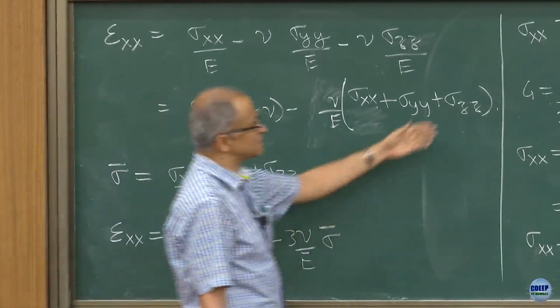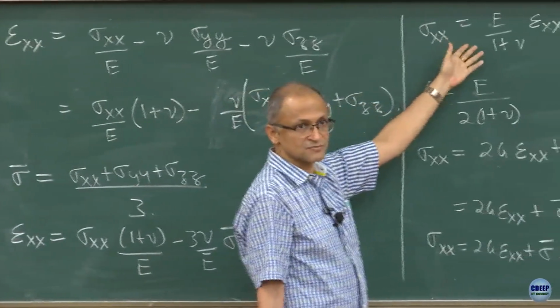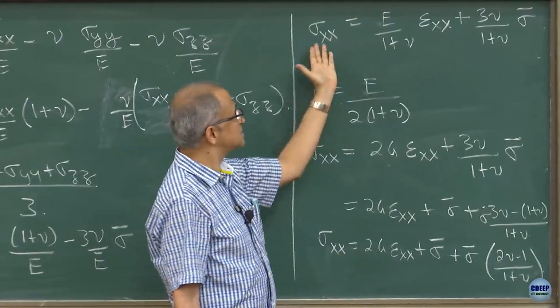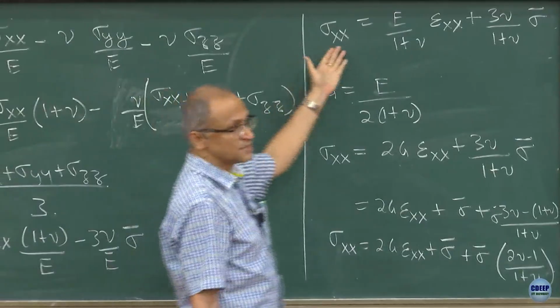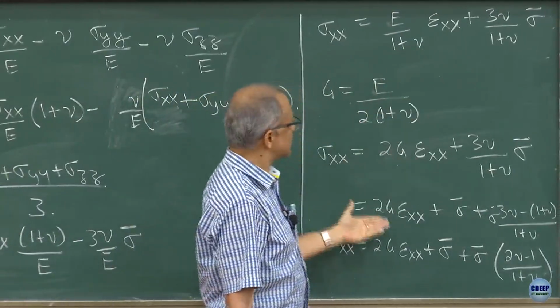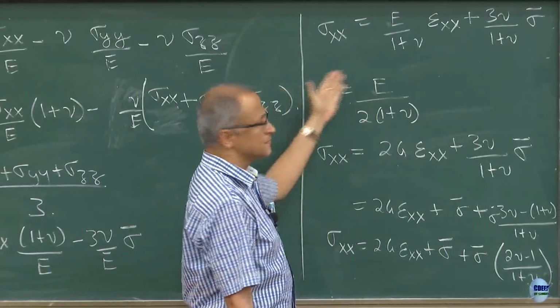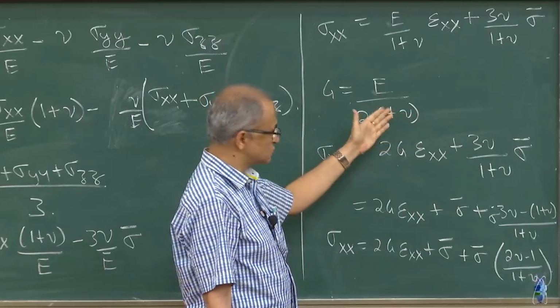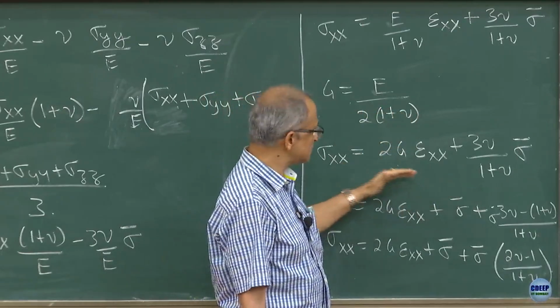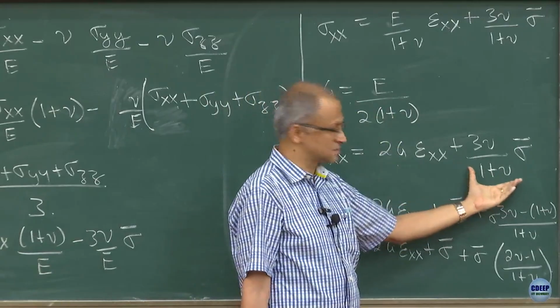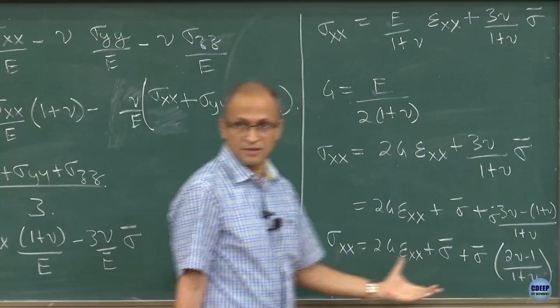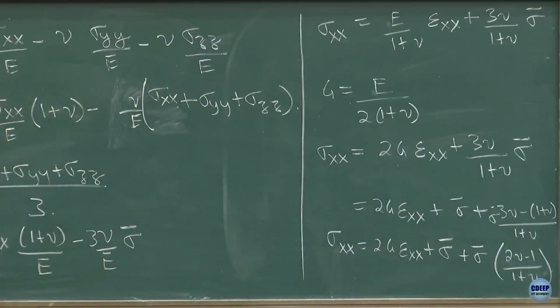Then I'm making my sigma xx the subject of the equation, so I just change the variables from epsilon to sigma. So this is what I get. Then I realize that this relationship is available to me, so I use that, and I get here 2G, and finally I split this term into 2 terms for convenience, and we will see why exactly that is done. So this is essentially what we have done till now.